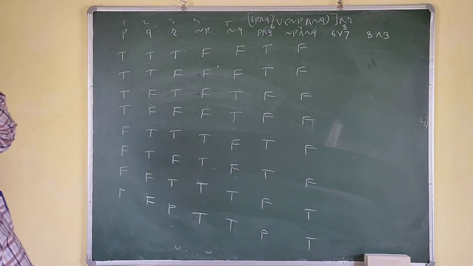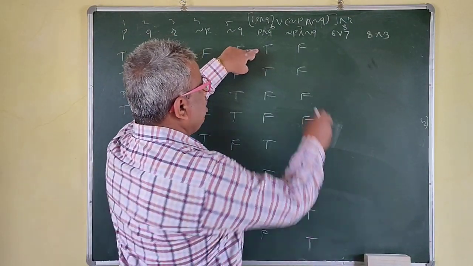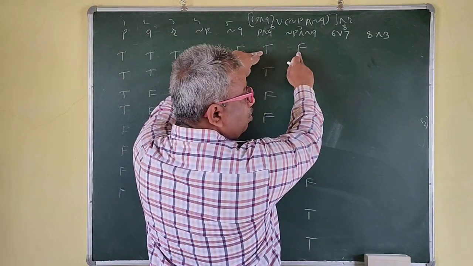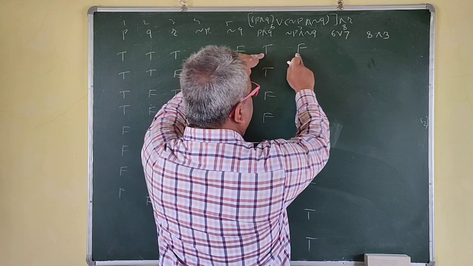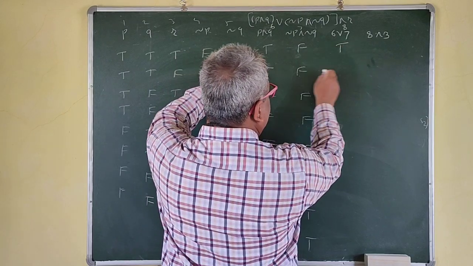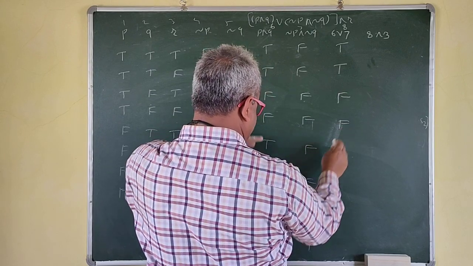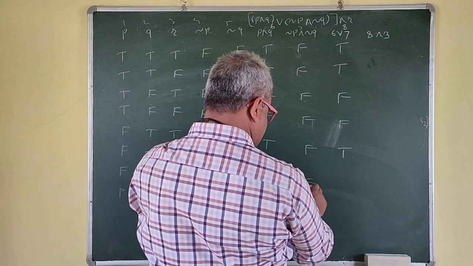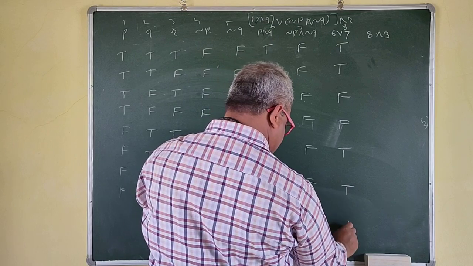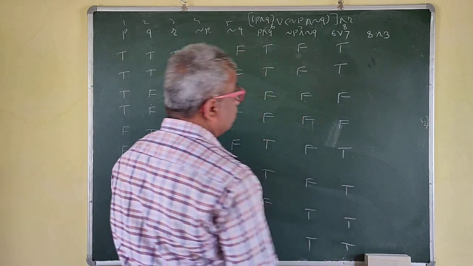Now 6 or 7. That means you have to take this. Right? T or F is T. F or F is F. T or F is T. F or T is T.